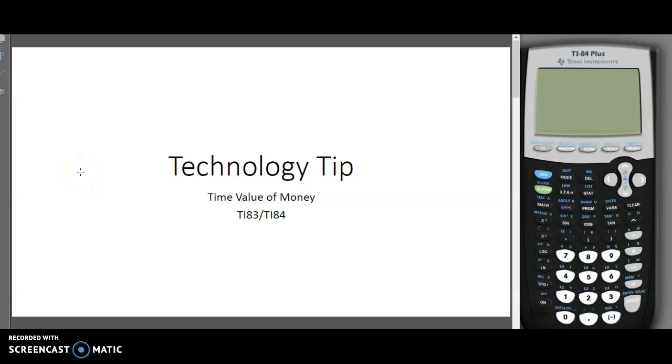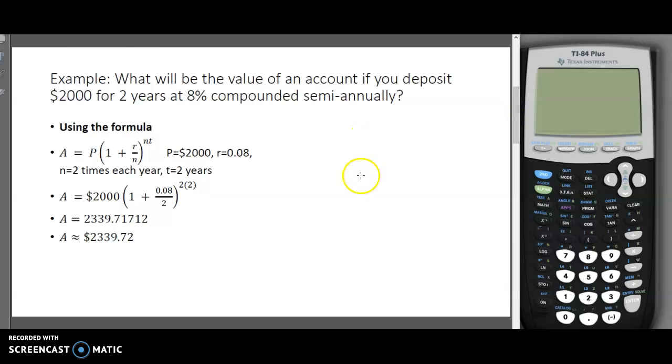This video is about using your TI-83 or 84 finance app to calculate the values on the finance problems from Unit 4 Homework 6. It will speed up your process or let you have a way to check your answers. Let's start with an example.